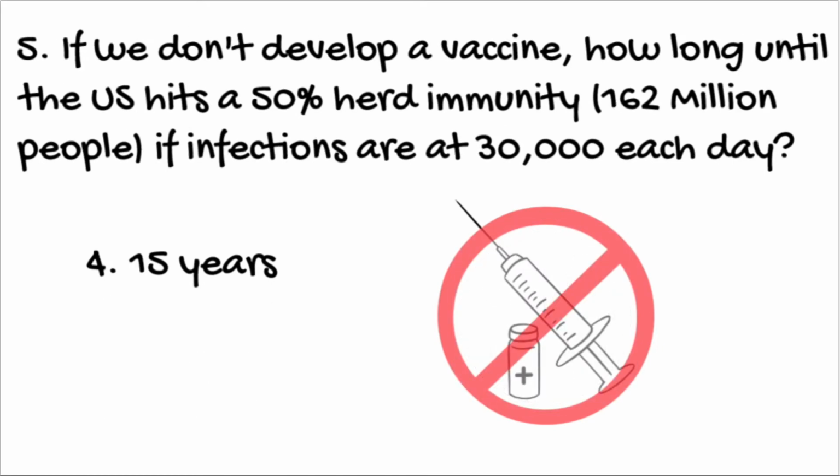It's 15 years. Okay, I put this one in because I like doing math problems. Did you stop the video, pull out a calculator, and figure out the answer? If you did, good for you. I mean, it's real easy, right? You take 162 million and you divide it by 30,000. That gives you how many days it would take, which is 5,000. Well, actually, more than 5,000. Then divide that number by 365, the number of days in a year, and you get how many years it would take, which is around 15.